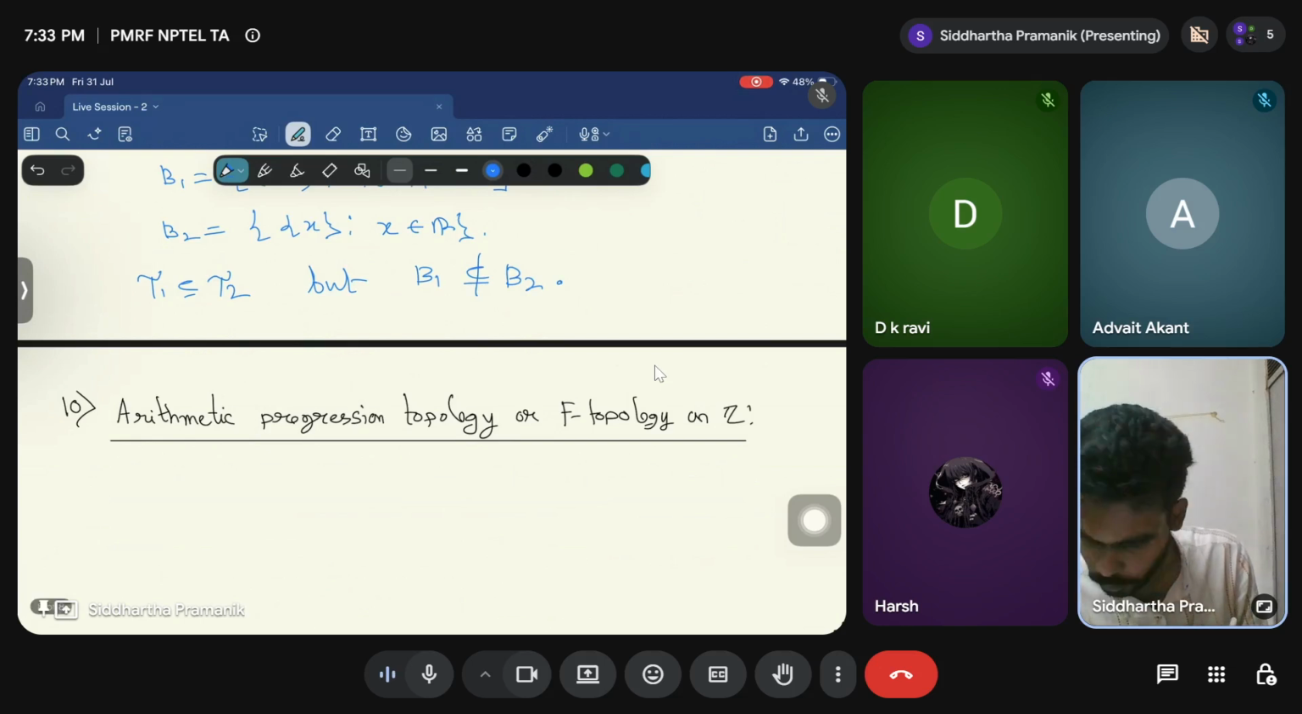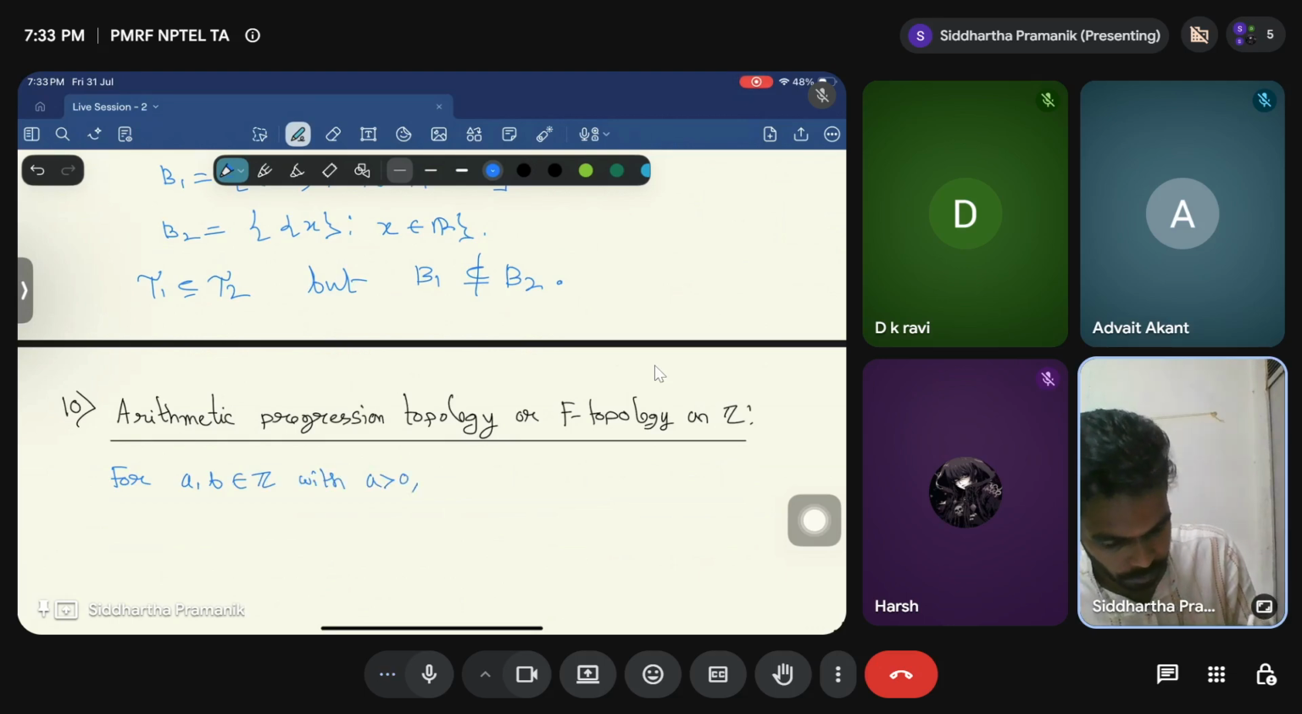Maybe I will introduce a notation first. For a, b belonging to Z with a positive, let's denote this set aZ + b.